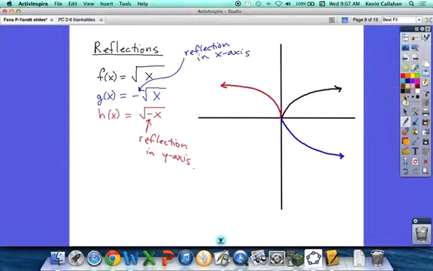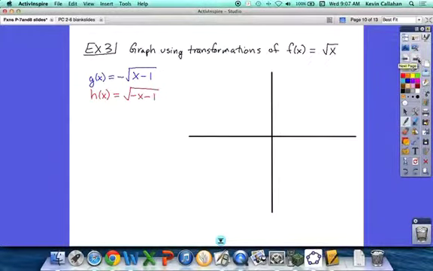Let me go back to blue, back to thin. So what are the transformations you see in this first one? The minus in front is a reflection in the x-axis. The minus one inside is right one. So we would draw it like this. Right one, and make it go down.